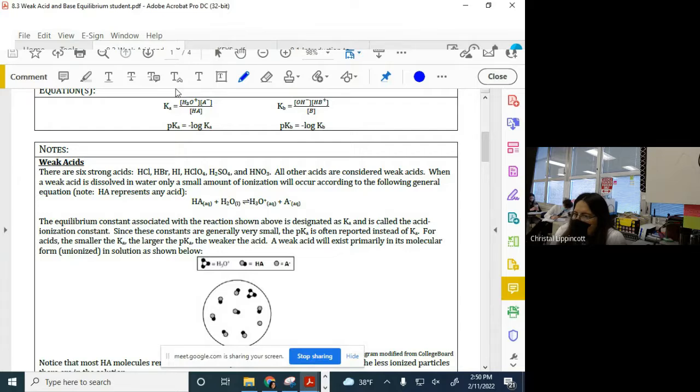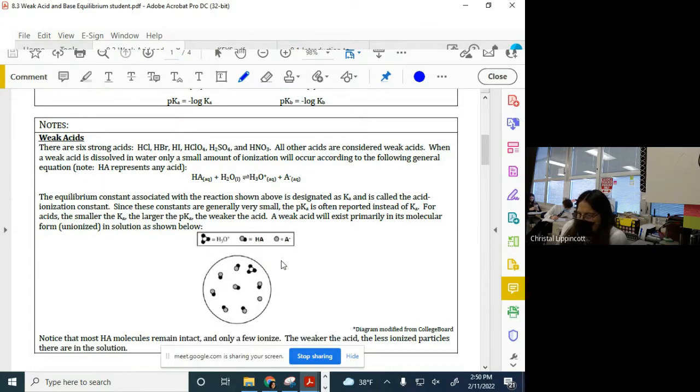And where are the majority of our materials going to be? Is it going to be on this side of the equation or this side of the equation? On the reactants. Reactants, because this is not a strong acid in this case, which means most of the material is going to be on the reactant side. Okay?